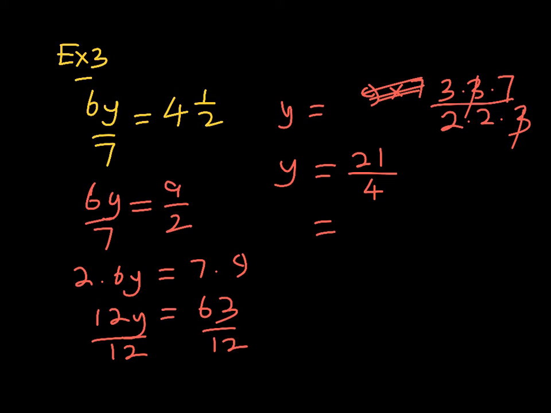We can reduce this. Instead of making an improper fraction, let's make it a mixed fraction. 4 into 21, well, 4 goes there 5 times, left with 1, so 5 and 1 over 4.